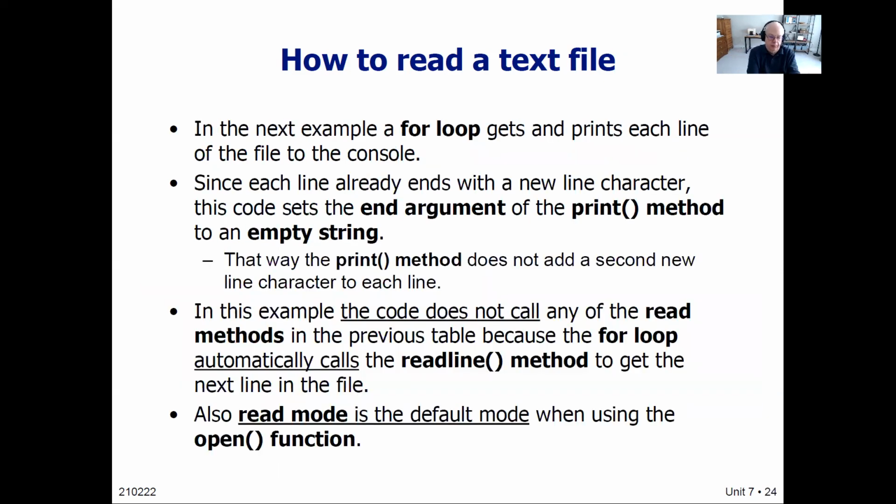So to really make this happen, we want to run through a for loop, and we're going to see an example here. We're going to get each line and we're going to print it. And we're going to do it different ways to show you how those methods behave, okay?